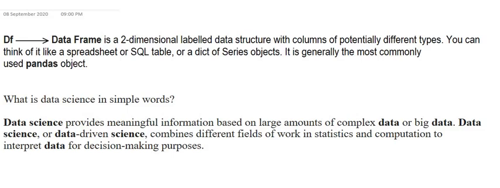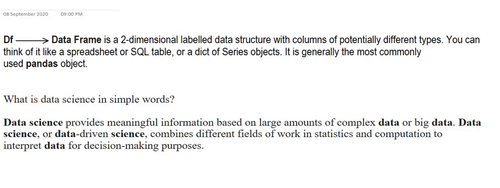So first of all, what is data science in simple words? Data science is going to provide meaningful information based on large amounts of complex data. Complex data is nothing but big data. Data science works on different fields, and presenting your data in a simple manner, whatever way you want, happens with the help of data science.